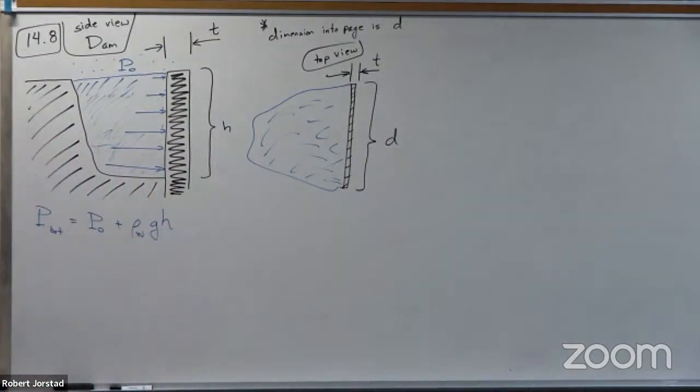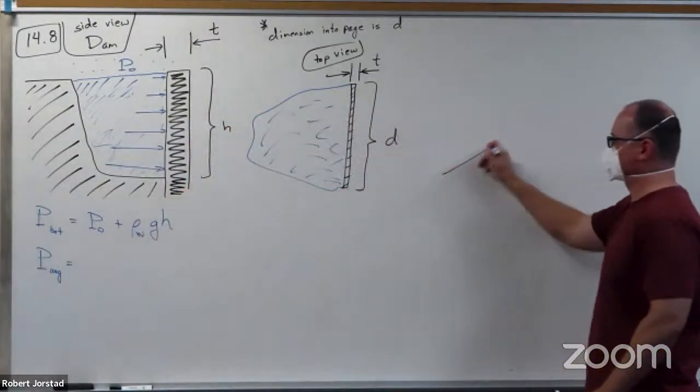What is the average pressure? I know the pressure at the top is P0. I know the pressure at the bottom is this. What's the average pressure? It varies linearly. How could you get the average here? You could do an integral. There's an easier way when it's a linear function.